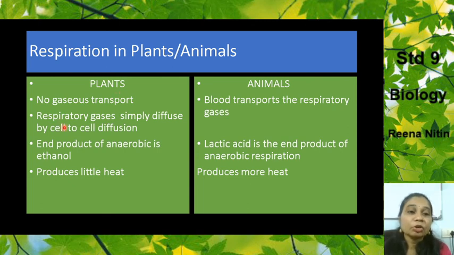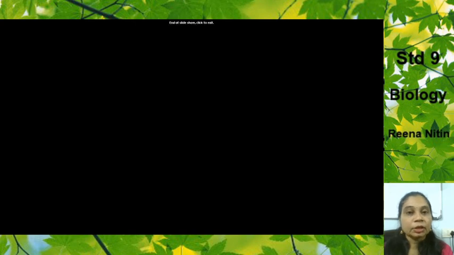Next, the end product of anaerobic respiration in plants is ethanol, whereas in animals it is lactic acid. Plants produce very little heat during respiration, while animals produce more heat during respiration. So that's all, and we have finished with the chapter.